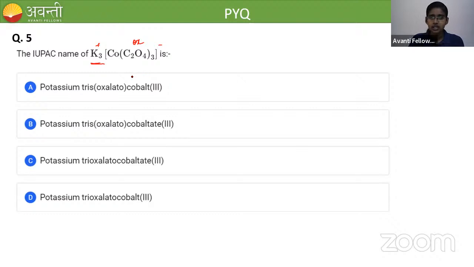The ligand is oxalate. And how many oxalates do we have? We have 3 oxalates, so it is trioxalato. We should not use tris. Where do we use tris or bis? We use tris or bis only if a ligand name contains numbers. For example, in the case of ethylene diamine, the IUPAC name of ethylene diamine is ethane 1,2 diamine.